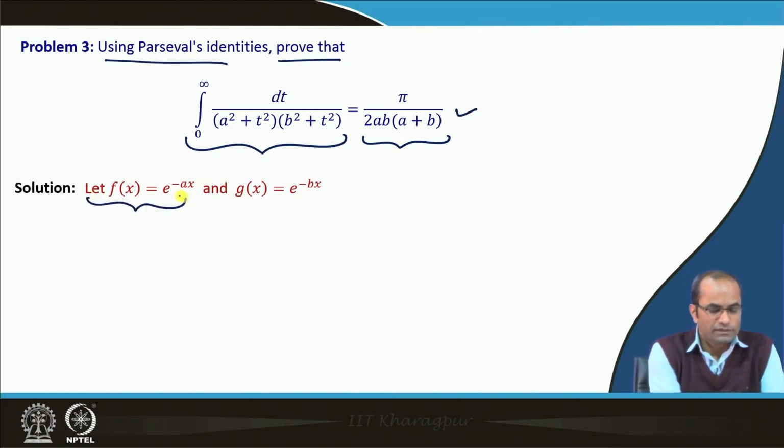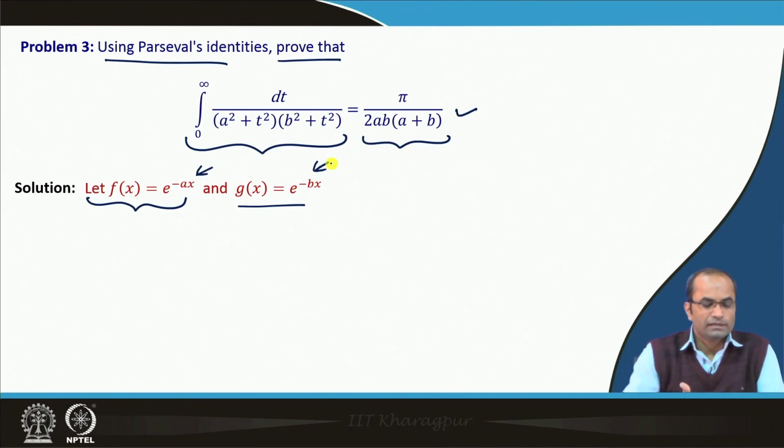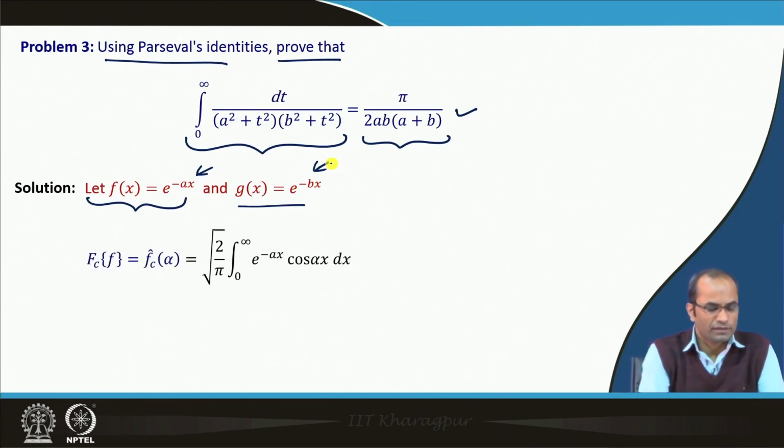So, here we have to consider these two functions f x e power minus a x and then g x e power minus b x. A similar example we have done for computing Fourier cosine transform of e power minus x, and this will follow the similar steps.